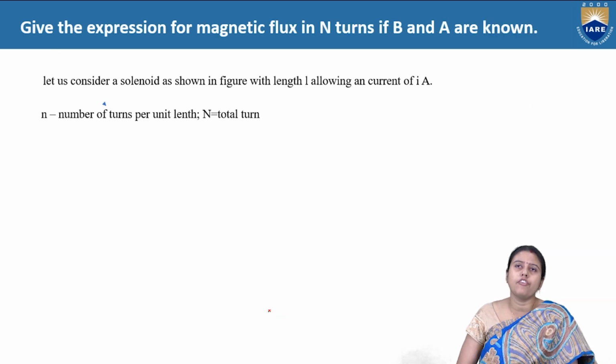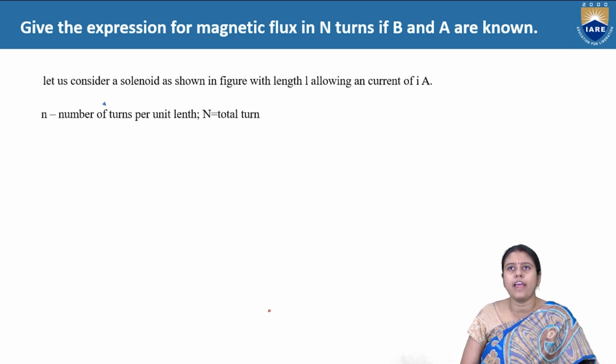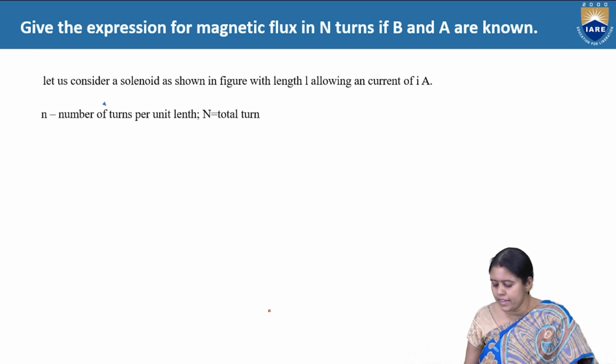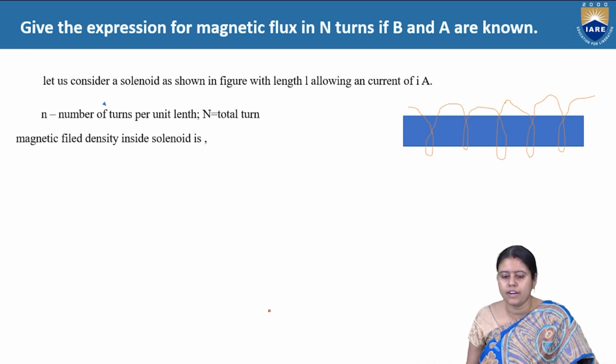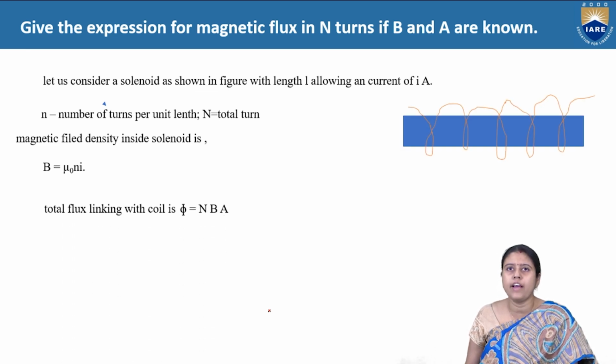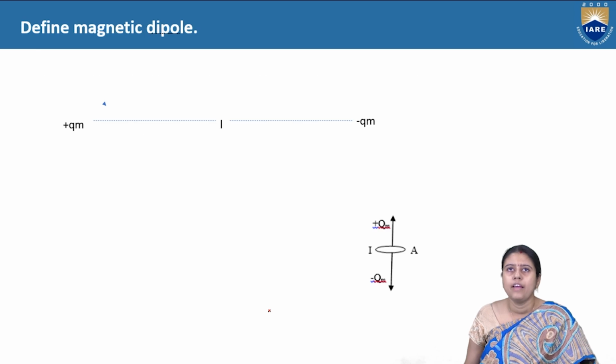Give the expression for the magnetic flux in N turns if B and A are known. Let us consider a solenoid as shown in the figure. Small n is the number of turns per unit length and capital N is the total number of turns. So the flux phi is equal to N B A.